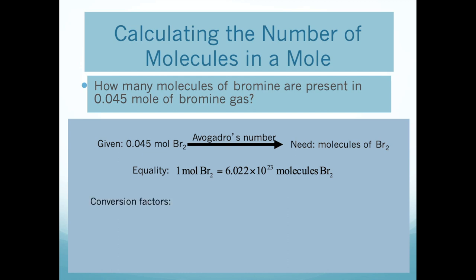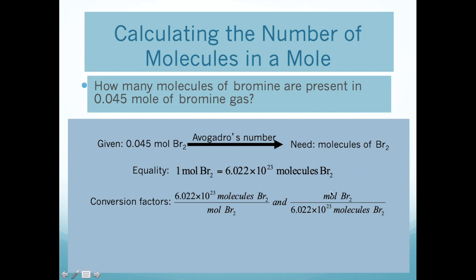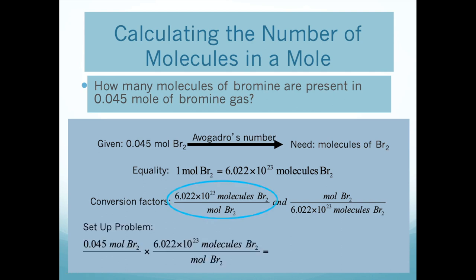We could say that there are Avogadro's number of molecules of bromine for every mole of bromine, or that for every 1 mole of bromine, we have Avogadro's number of molecules. So think about which of these 2 conversion factors we want. Remember, we're starting off with moles here, so we want that to cancel out and be left with molecules. So you've probably figured out, hopefully, that it's the conversion factor on the left that we're going to use. So when we set that up, we take our 0.045 moles of bromine, and we're going to multiply by Avogadro's number, and that gets moles of bromine to cancel out, and we get our answer in molecules: 2.7 times 10 to the 22 molecules of bromine.